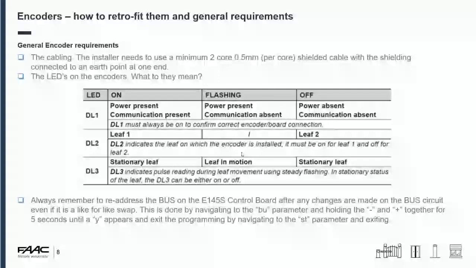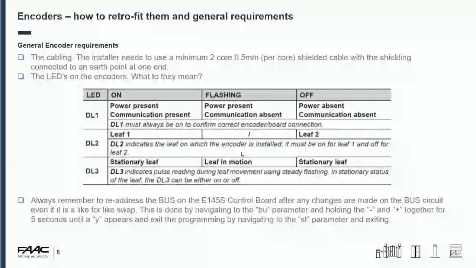DL2, which is the one that causes the confusion, is essentially when it's lit, it's saying, I am motor 1, or I am encoder 1. When it's not lit, I am encoder 2. And the third one is either on, or off, or it flashes when the gate moves.